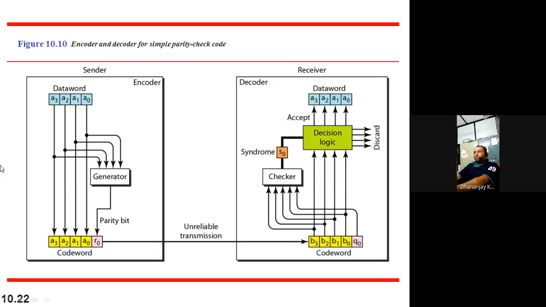So what I was telling you is a data word will be there. On that, certain processing will be done, and a parity bit or redundant bit will be generated. So the data word along with the redundant bit will be called a code word. It will be transmitted via an unreliable transmission path.